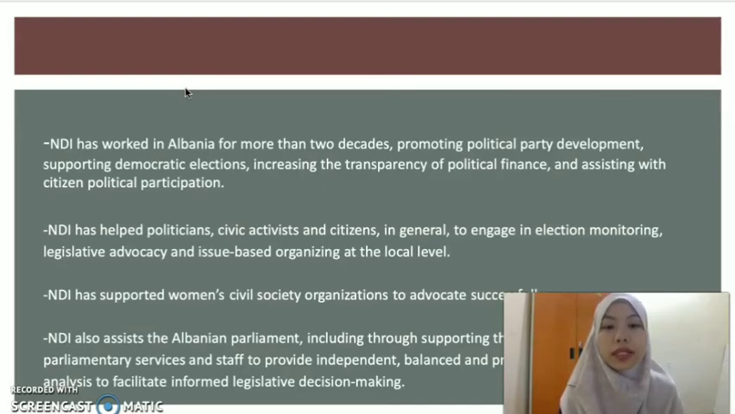NDI has also supported women's civil society organisations to advocate successfully for strengthening a gender election quota, and youth participation, to institute policy development practice inside parties, and also citizen observation of elections to increase transparency of the electoral process. NDI also assists the Albanian Parliament, including through supporting the development of parliamentary services and staff to provide independent, balanced and professional research and analysis to facilitate informed legislative decision making.